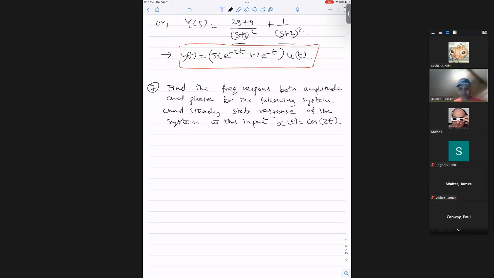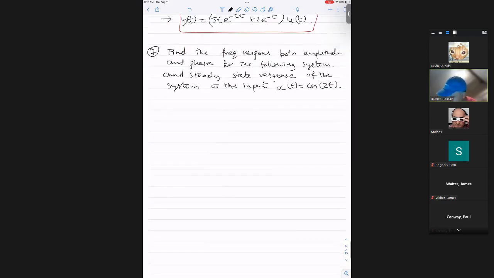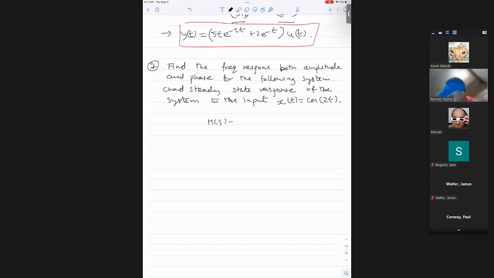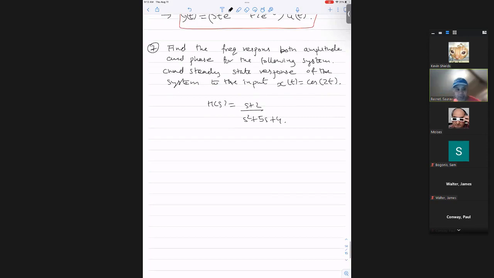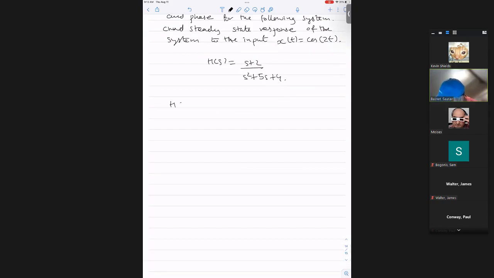Okay, so it's pretty straightforward. It's very easy. So your system is H(s) equals (s plus 2) over (s squared plus 5s plus 4). This is your system. So how do you find the magnitude? You find H(j omega), which is (j omega plus 2) over ((j omega) squared plus 5 j omega plus 4).